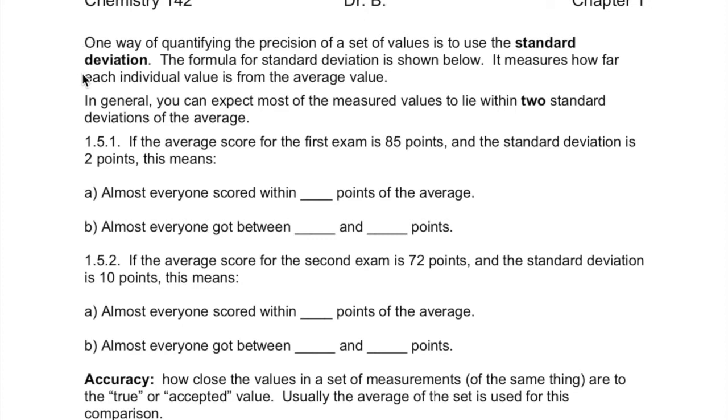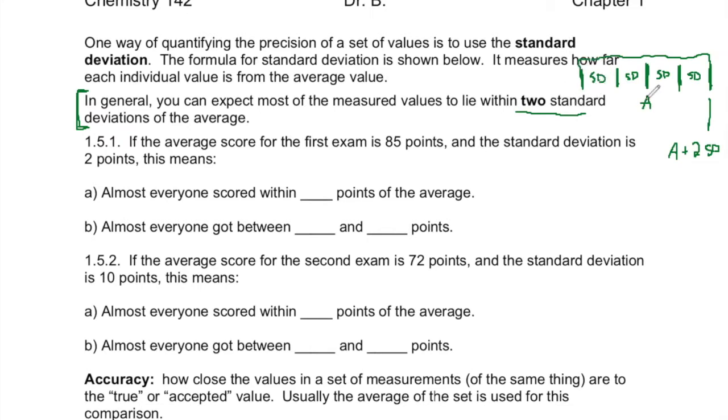I have another video showing how to calculate that both manually and with a spreadsheet. When we calculate that, we're calculating how close they are to each other and to the average value, which is sort of the midpoint of the set of values. I'm going to try to get another video about the meaning of standard deviation, but in general, you can expect that most of the measured values will lie within 2 standard deviations of the average.